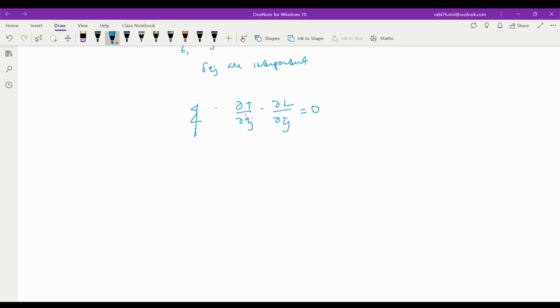Now since V is not a function of generalized velocities, we can insert V here also. Del qj dot of T minus V minus del L del qj is equal to 0, since del V del qj dot will be equal to 0. So this is again equal to del L, I'm sorry, there will be d/dt.